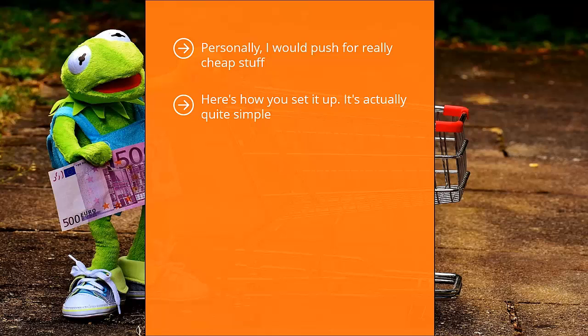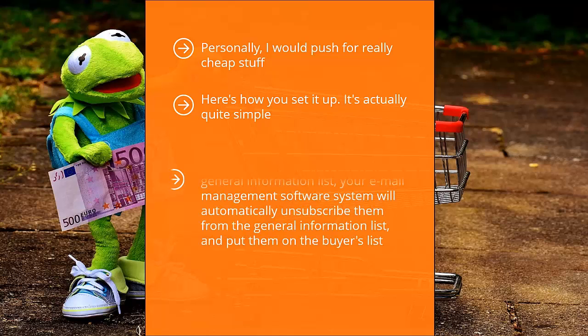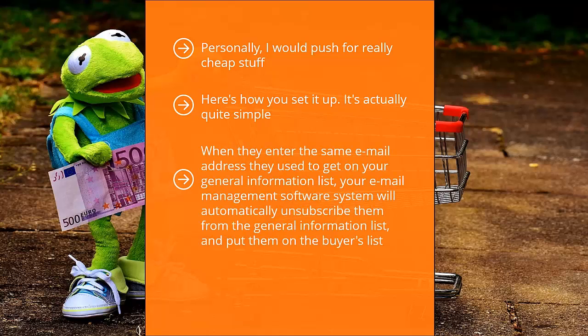Here's how you set it up. It's actually quite simple. When you send out your updates to your general information list, these updates will contain a link to your sales pitch. When people click that link, they see a purchase button. When they purchase, they are actually taken first to an email sign-up page. When they enter the same email address they used to get on your general information list, your email management software system will automatically unsubscribe them from the general information list and put them on the buyer's list.